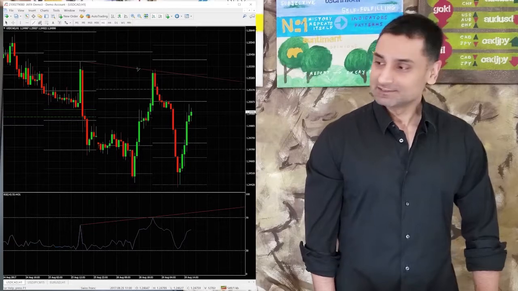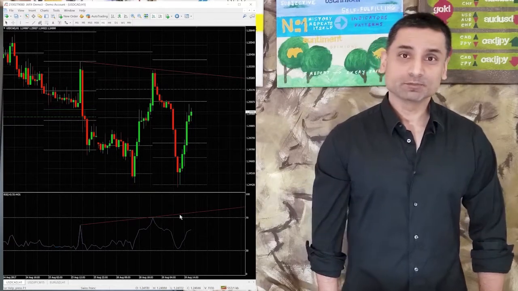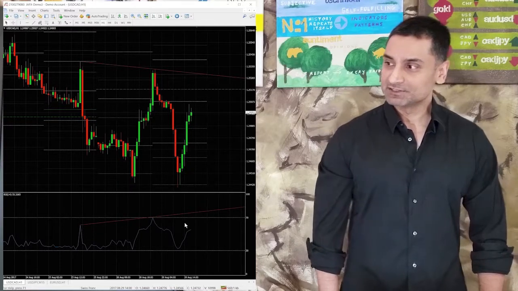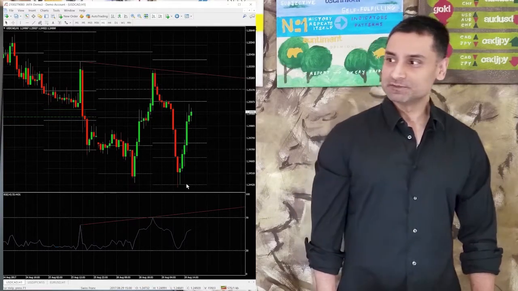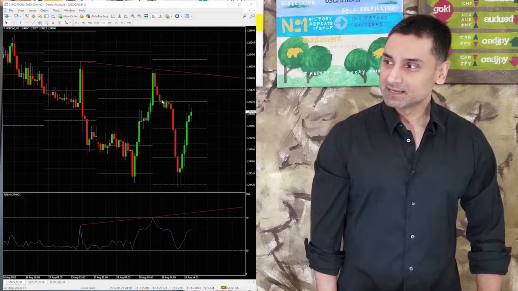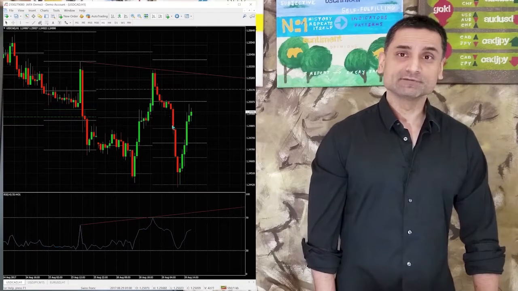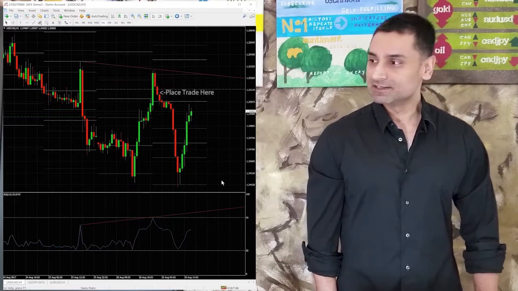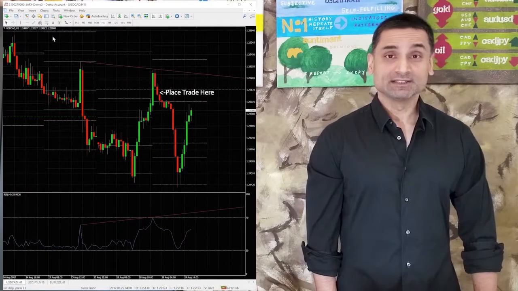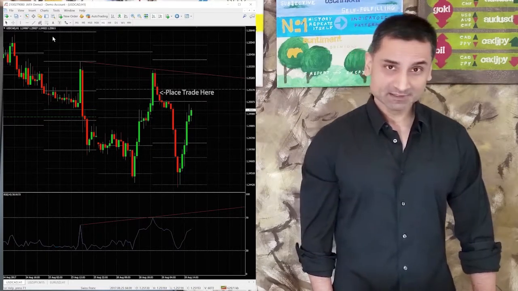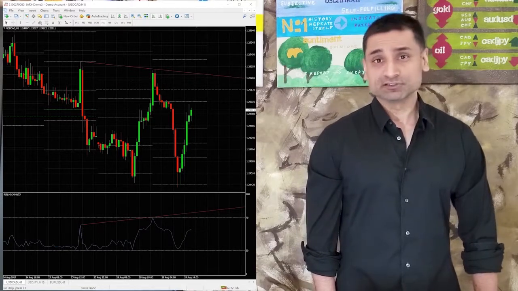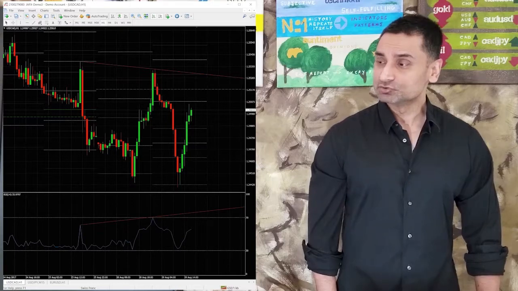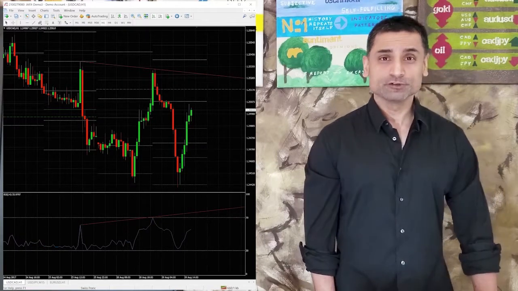the peaks are diverging from the peaks of the price. So we'll draw a line here from this peak to this peak, and draw a line here from this peak to this peak, and you can see that the angles are different. So in that case, we'll place a trade here going to the downside. You can get in the trade at one of the pivot lines, and you can exit the trade at one of the pivot lines. So just do some back testing on this strategy and see if it works for you.